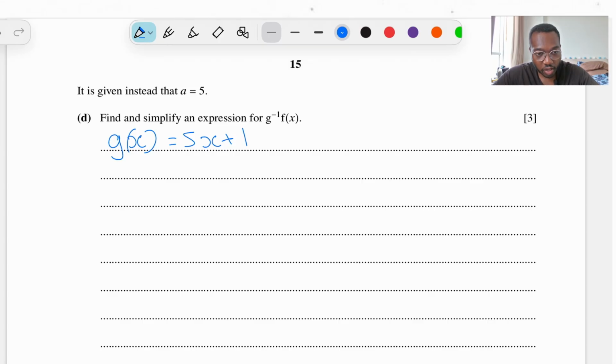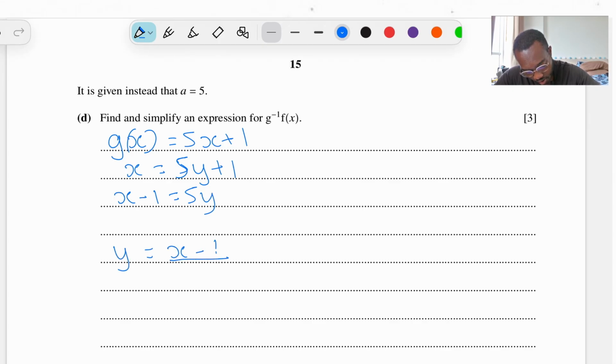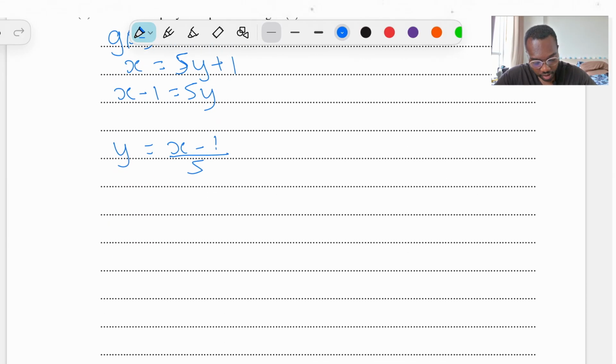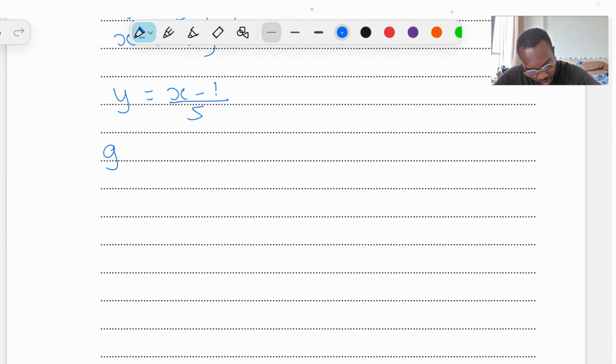So find an inverse of g of x first, and then once we get that, just put f of x inside. If we work out the inverse of g of x first, I rewrite this as x equals 5y plus 1, and then x minus 1 is equal to 5y. So we get y is equal to (x minus 1) over 5. Therefore, we know that g to the minus 1 of x is equal to (x minus 1) over 5. And now we can just put f of x into this.